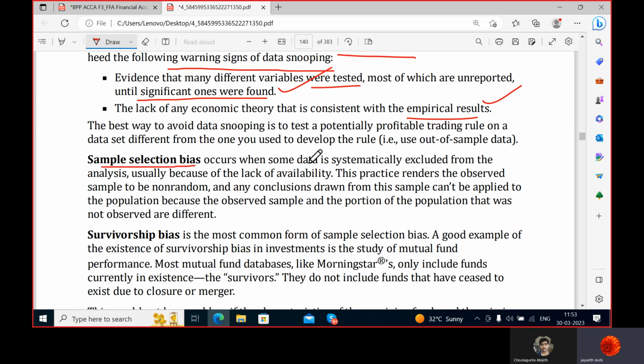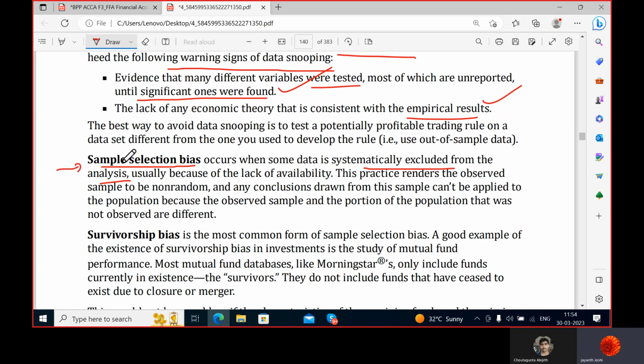Sample selection bias occurs when some data is systematically excluded from the analysis. They don't take it at all. So if you miss out something, then definitely that may have relevance, but you have not taken it. You have excluded it. So when you exclude something which may be of relevance, then definitely that cannot give you a clear picture of what you are looking for.